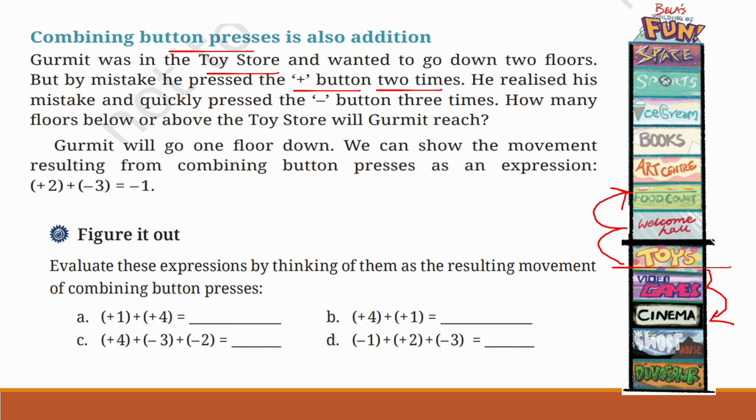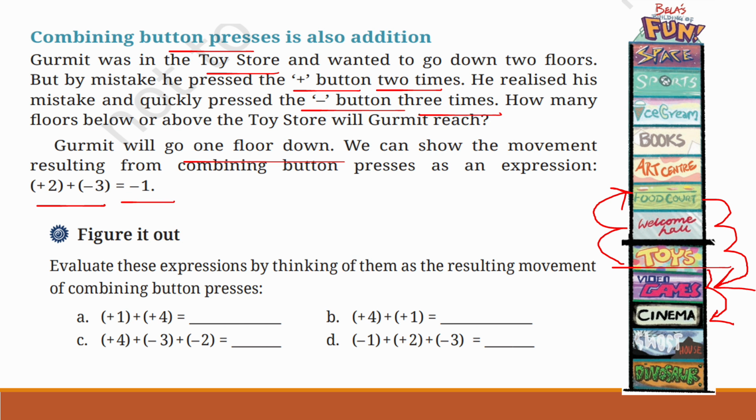He realized his mistake and quickly pressed the minus button 3 times from the food court. Minus 1, minus 2, minus 3. How many floors below or above the toy store will Gurmit reach? Gurmit reaches 1 floor below the toy store. Gurmit will go 1 floor down. We can show the movement resulting from combining button presses as an expression. Plus 2 plus minus 3 is equal to minus 1.